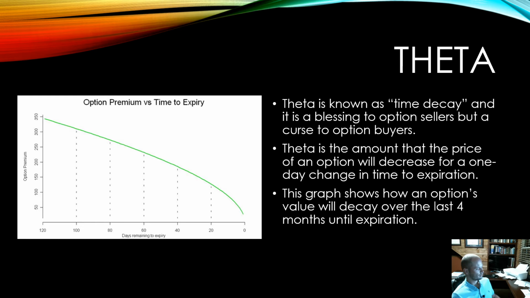So that's why a lot of times, you know, we'll sell options that expire on the same day. We'll sell options that expire within a week, 30 days, because you want to grab that good theta decay.